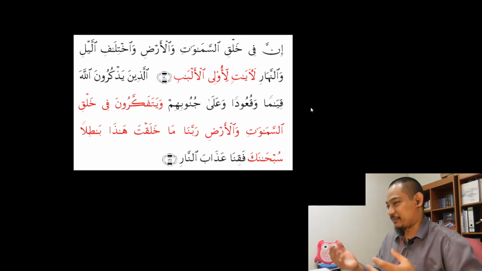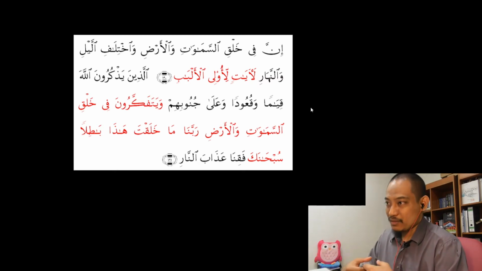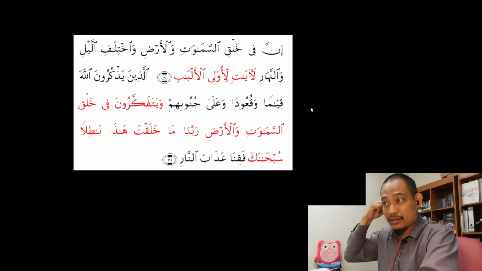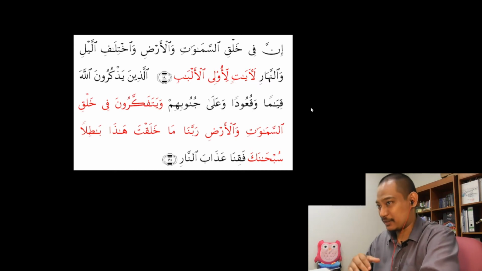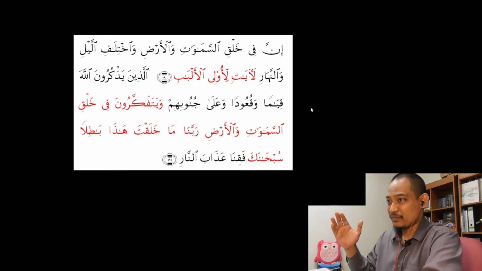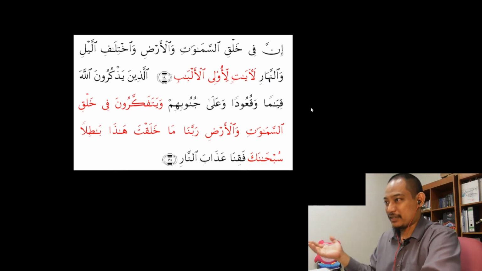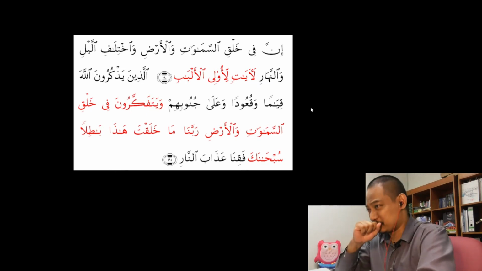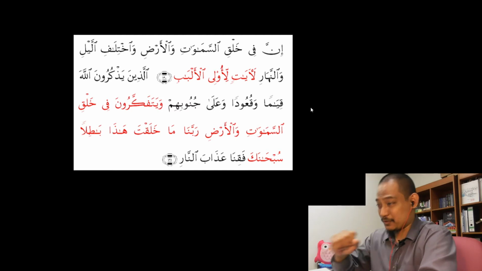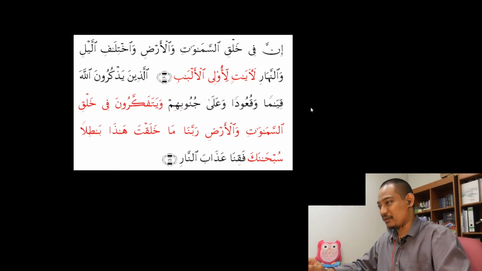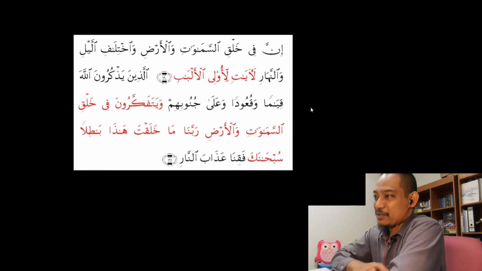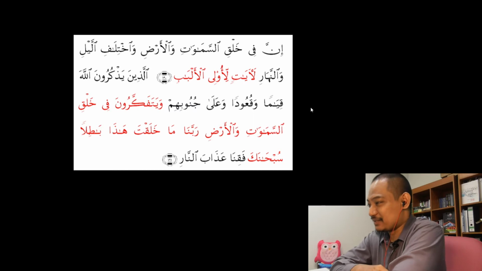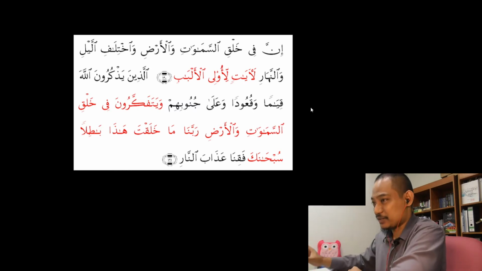Even in my SPM, I answer like that, right? So in this verse, Allah mentioned that the creation of samawati wal ard, the heaven and earth, and the change between night and day is la ayat. What is ayat? You familiar with verse? Any other answer in this context?